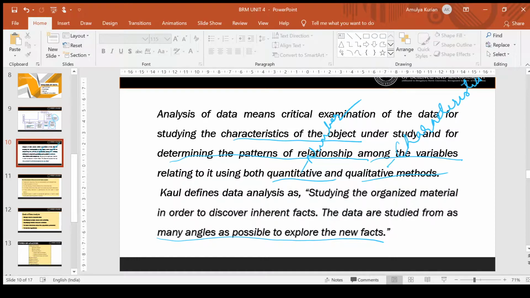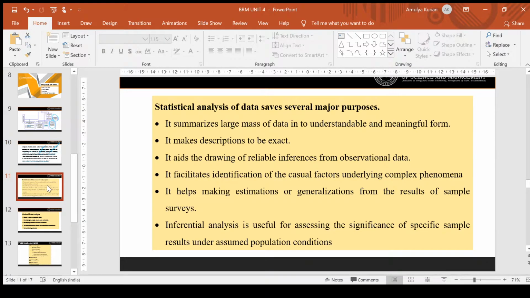Now, there are various purposes of analysis. What are those? First one is in order to summarize a large mass of data into understandable and meaningful form. So first purpose is making the data understandable and meaningful. Second one is it makes description exact. That is, after analysis you will be able to give descriptions which can be used for decision making in future.